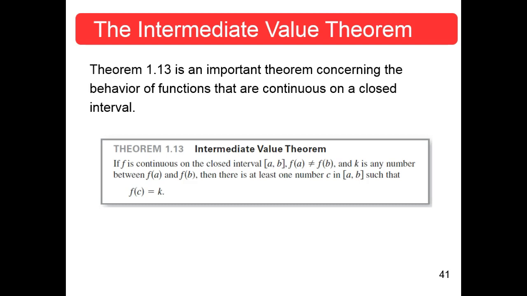Now, here's the other thing. F of a cannot equal f of b. They can't be the same values. They have to be different somehow. F of a can be less than f of b, greater than f of b. They just can't be the same. Now, those are the endpoints. K is any number between f of a and f of b.